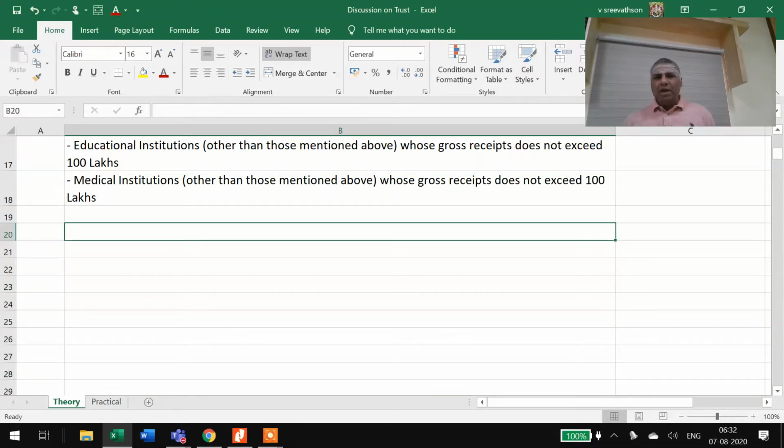Other than this, everything falls under section 11. 1023C is for government supported institutions and small institutions. You can understand that as small institutions where the income is less than 1 crore. All other things are going to fall under section 11.